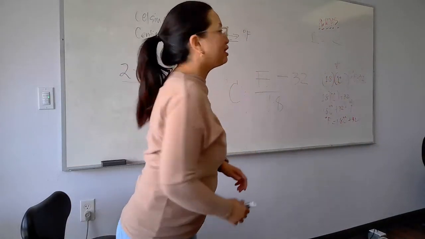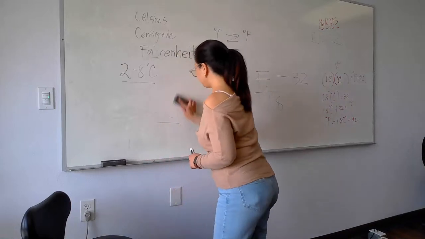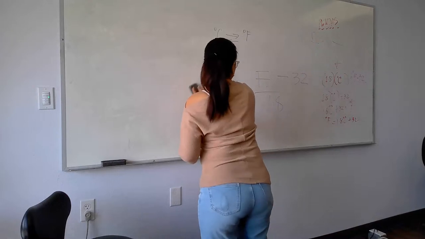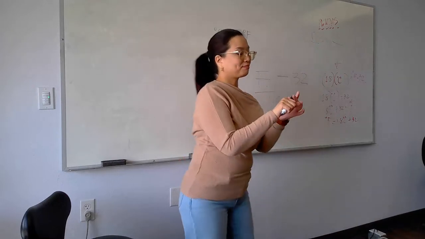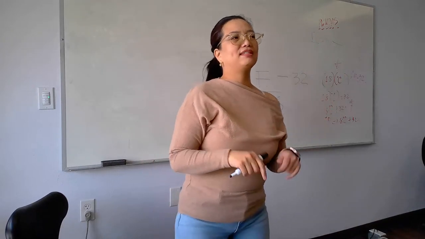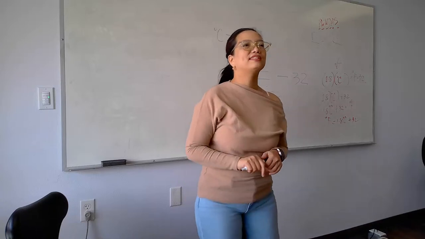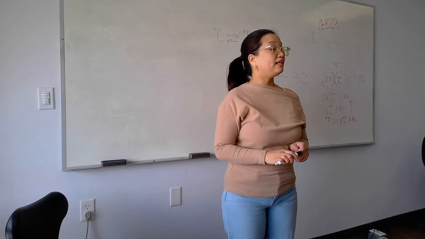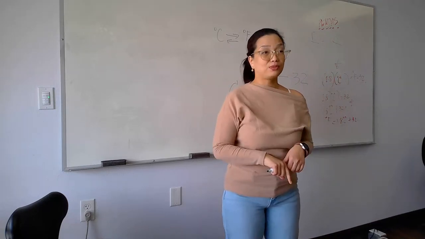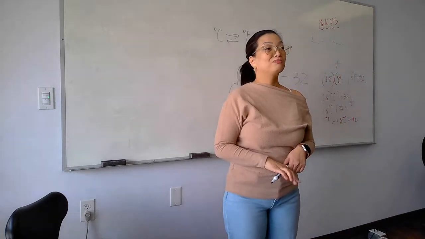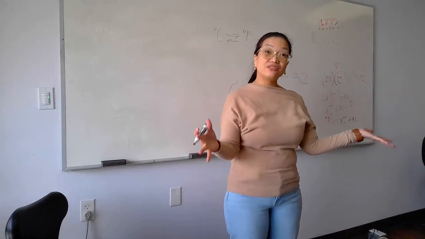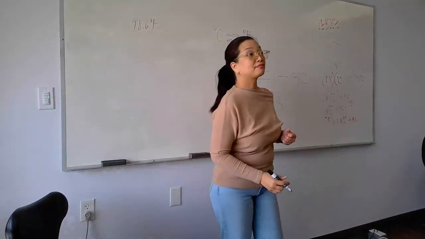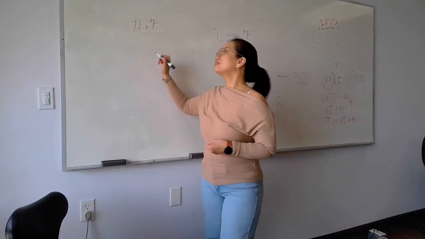There are three temperatures I'd like you to remember. First one, what's the normal body temperature? I hear different answers. I heard 98.6. Technically, the normal body temperature is based on the person's body temperature. But for math purposes, and as a general rule, normal body temperature is 98.6. That's in Fahrenheit. Let's try to convert this to Celsius.